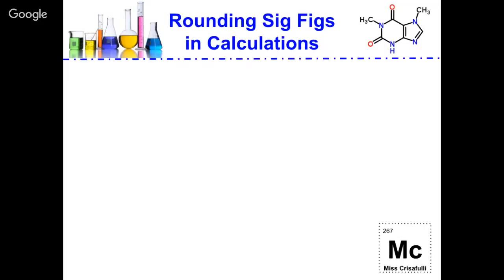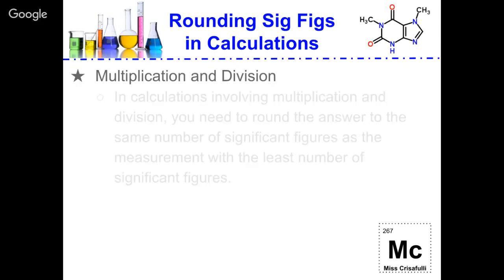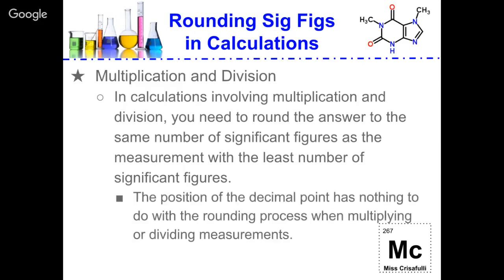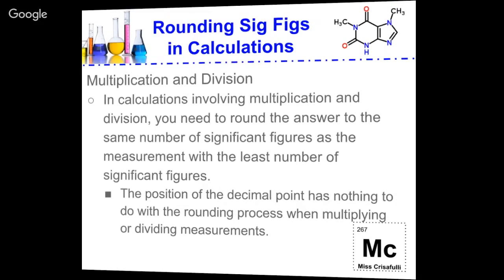So now let's talk about multiplication and division. For multiplication and division, you need to round your answer to the same number of significant figures as the measurement with the least number of significant figures. So the position of the decimal point is not going to have anything to do with the rounding process when you're multiplying or dividing. So let's look at an example.